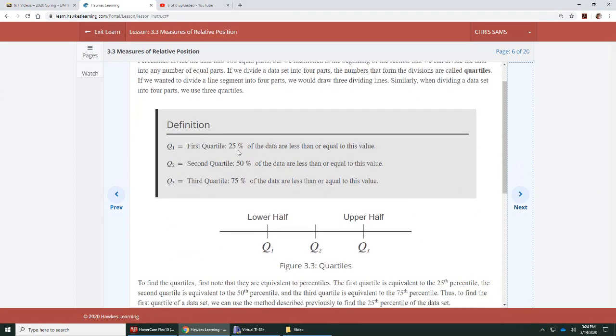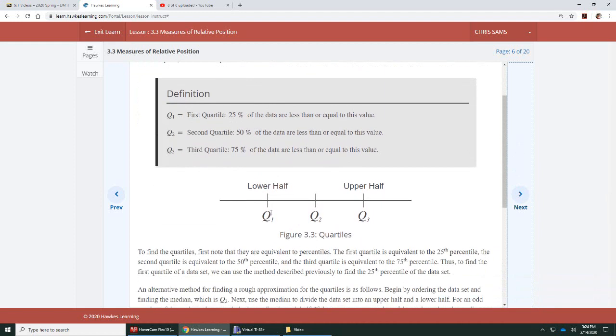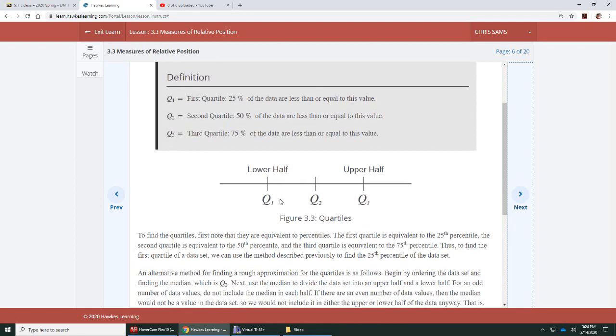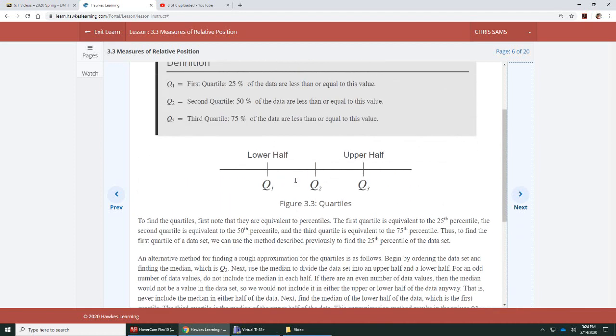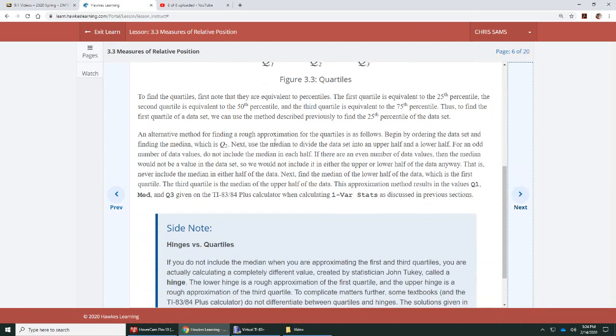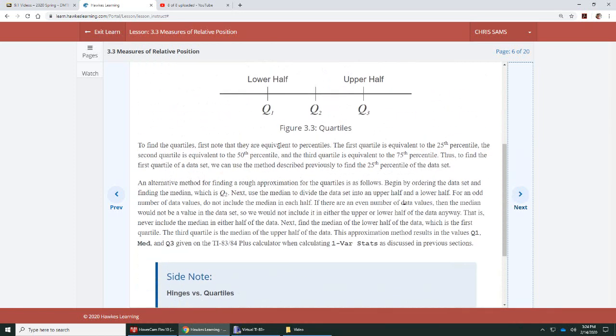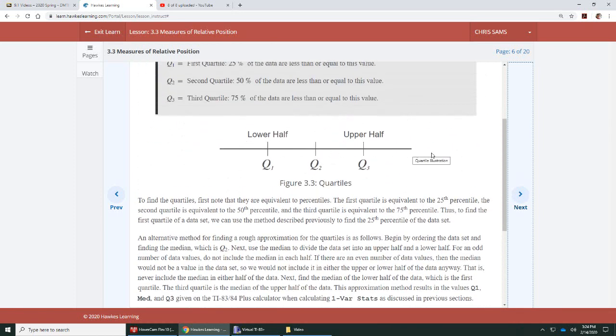Okay, quartiles. Quartiles divide your data into 4 pieces: the minimum to the first quartile, the first quartile to the second quartile, which is also the median, the second quartile to the third, and then the third to the end. So there's only 3 quartiles, but it breaks the data into 4 sections. This is easy to do by hand, but we're going to let the calculator do it for us. If you wanted to find it by hand, you would put all your data in order, smallest to largest, and find the median.